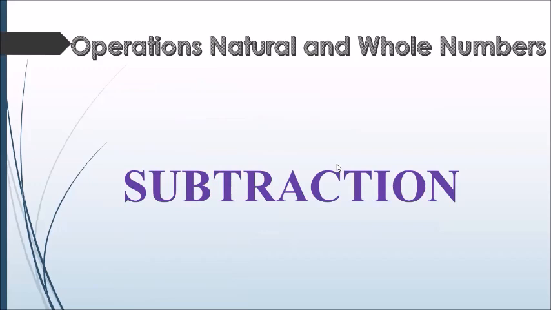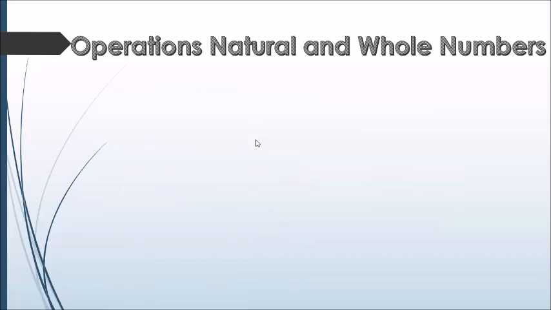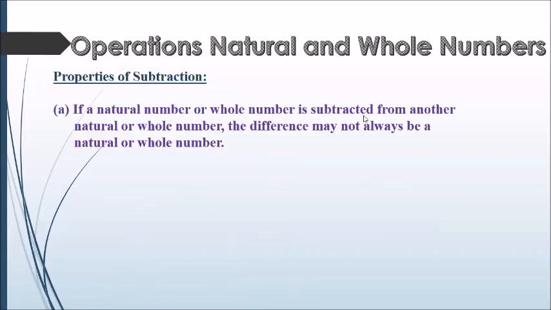Next is subtraction. We did two properties of addition, commutative and associative. Page number 23, you can see subtraction. The first property says that if a natural number or a whole number is subtracted from another natural number or whole number, the difference may not always be a natural number or whole number.